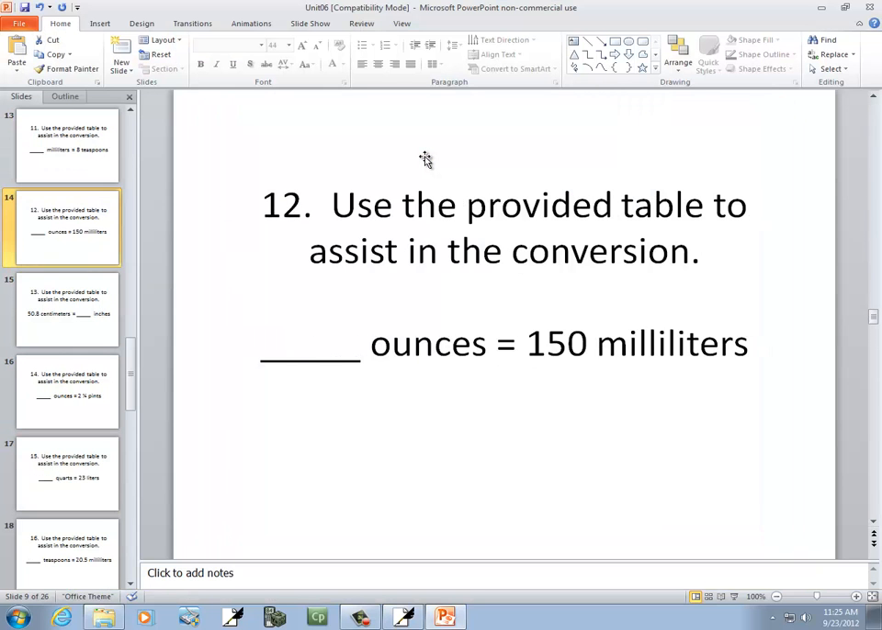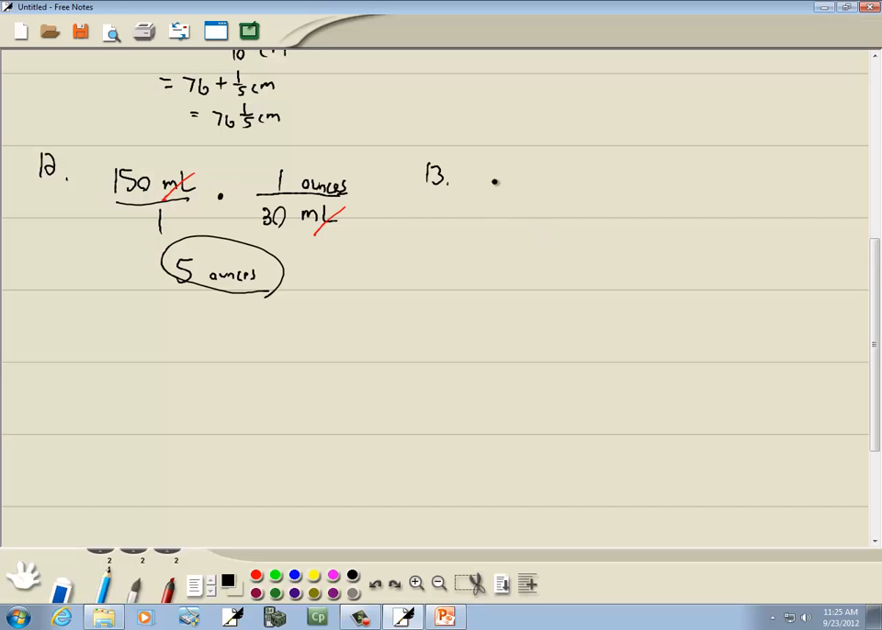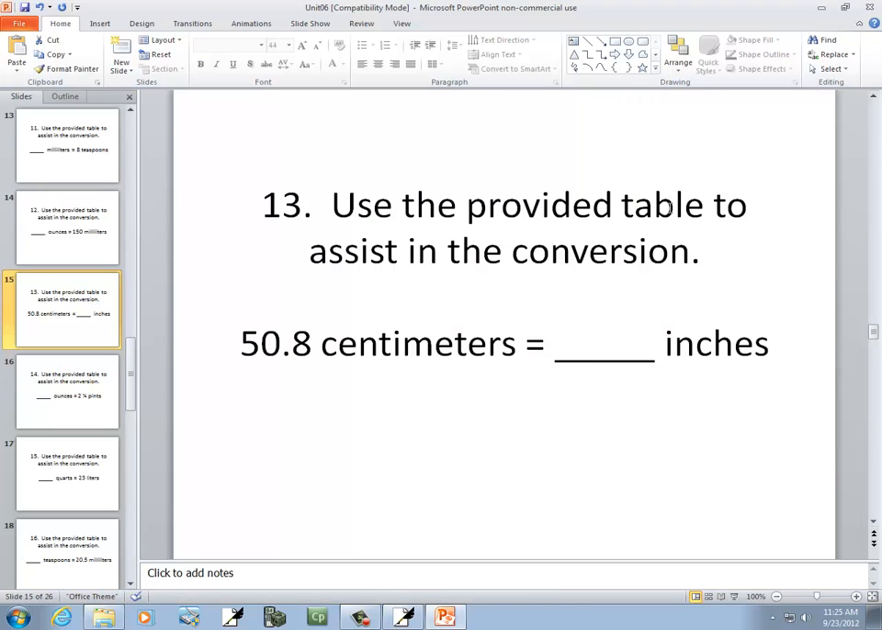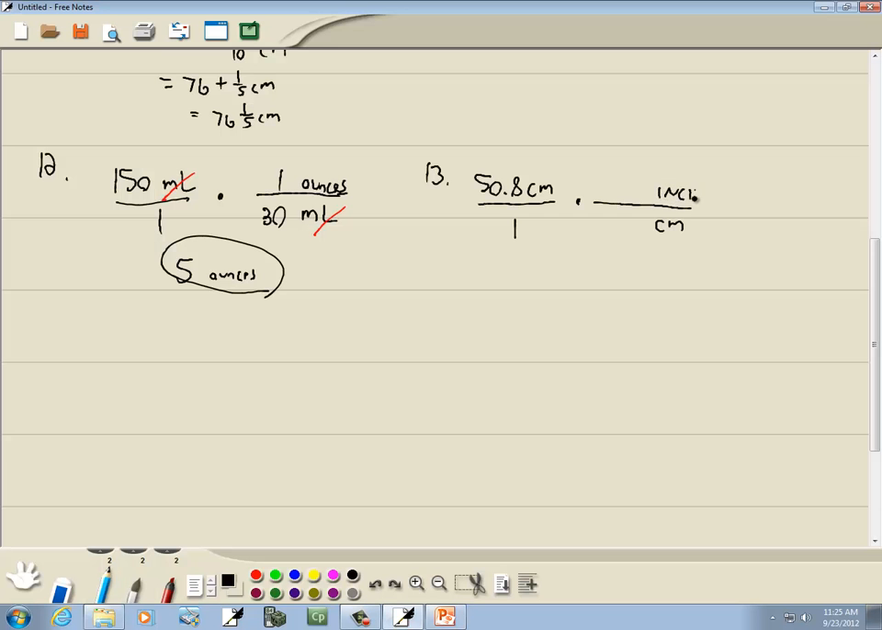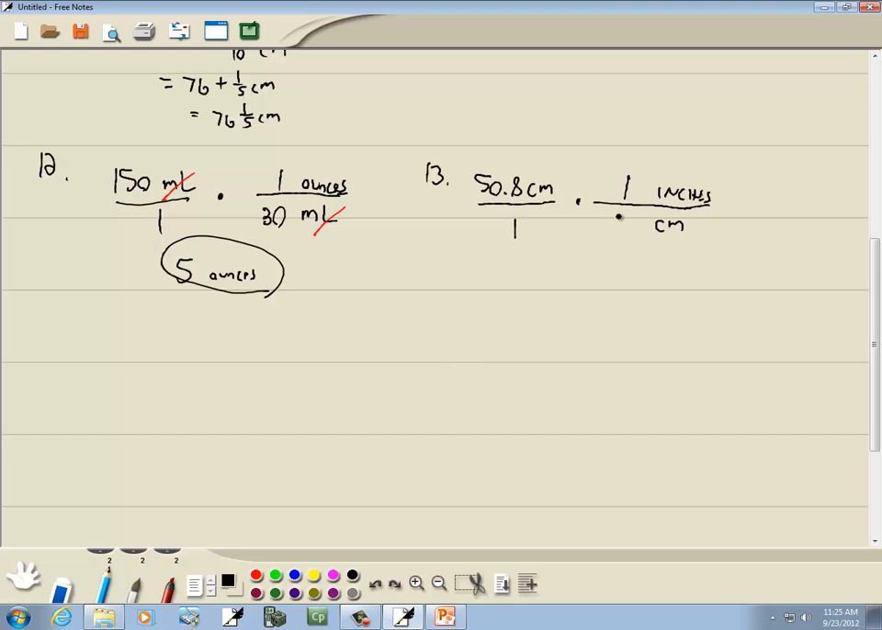13. 50.8 centimeters equals blank inches. So we're starting with centimeters. So 50.8 centimeters. Now put it over 1. If that's centimeters up there, this has got to be centimeters here. And we're hoping to convert it to inches. So let's go look. See if there's some kind of tie between inches and centimeters. And we already used that, so I think it's over here on the left side somewhere. There it is. 1 inch is 2.54 centimeters. So 1 inch is 2.54 centimeters.